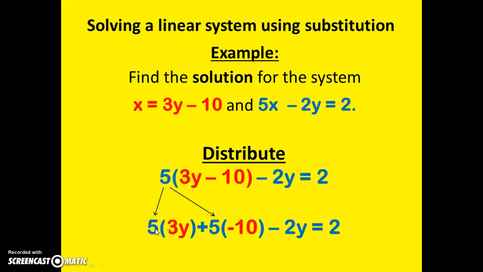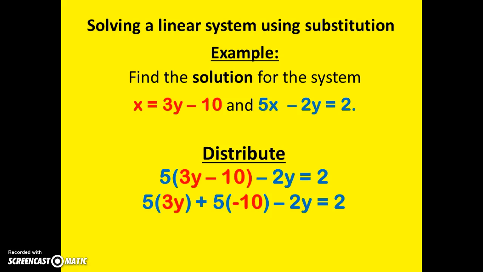Okay, so we're multiplying 5 times the first term, 3y, and we're multiplying 5 times the second term, which in this case is a 10, but there's a minus in front of it, so we can call that a negative 10. Everything else stays the same, guys. If you look, 5 times x minus 2y equals 2, just like it does up here. But x has been substituted with 3y minus 10 because x equals 3y minus 10.